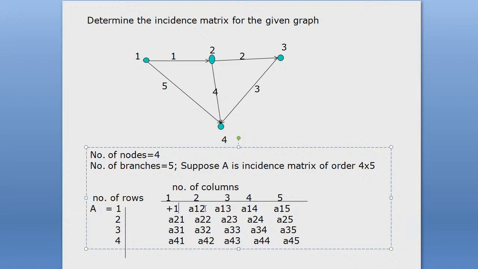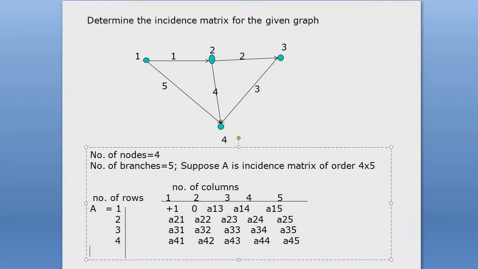Now we will check the value of A12. Branch 2 means this. Branch 2 is not incident to node 1. This branch is not connected to node 1. Therefore, A12 will be 0. Let me write here for your proper understanding. I will tell you only one for a particular node, then you calculate yourself for the remaining nodes.